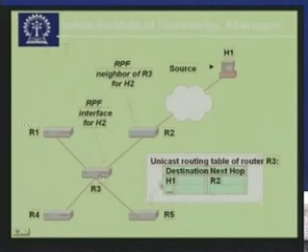So the destination is H1 and the next hop is R2. This is the unicast routing table. So you know that this is the RPF. R3 knows that R2 is the RPF neighbor of itself. So that is all.